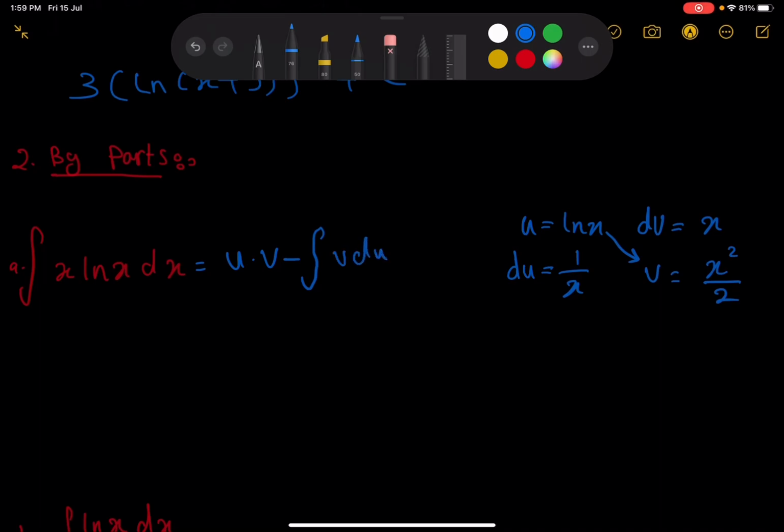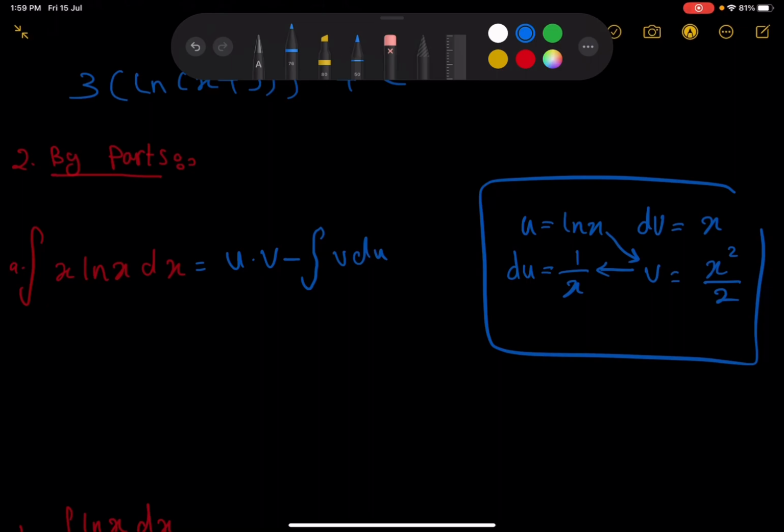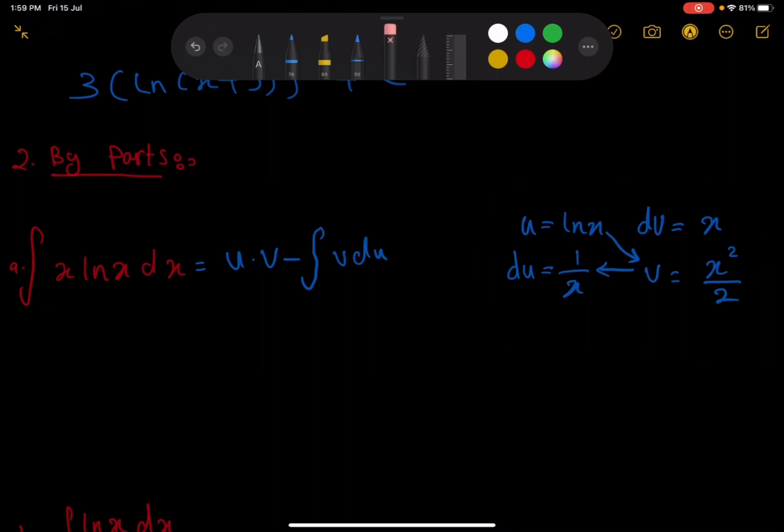So now let's apply this rule. However, you don't need really to memorize it, because just do this. If you write it in this way, it will be easy to do it with the arrows. So u times v, and then v times du. So let's do it now.